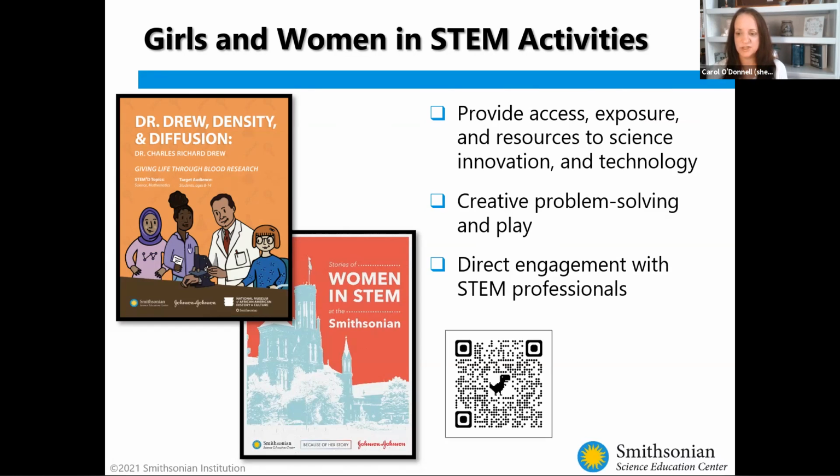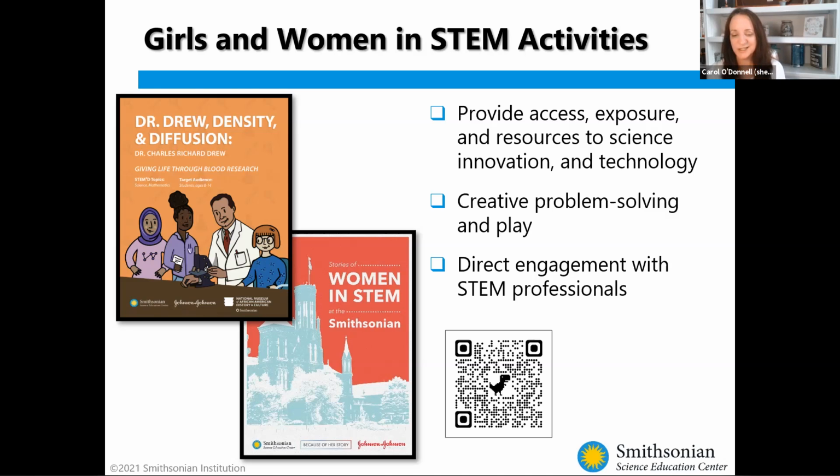Now, two of the resources that you see here that Cody has also placed up on the chat are resources that are freely available to all of you that engage students in 45 minute to 1 hour lessons on STEM education, such as Dr. Drew, Density and Diffusion, Giving Life Through Blood Research, which is a lesson that helps students to understand these physics concepts, but does it in the context of Dr. Drew, who's one of the individuals who's highlighted in our exhibits at the National Museum of African American History and Culture.